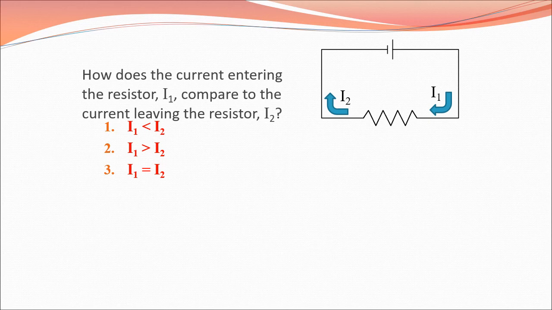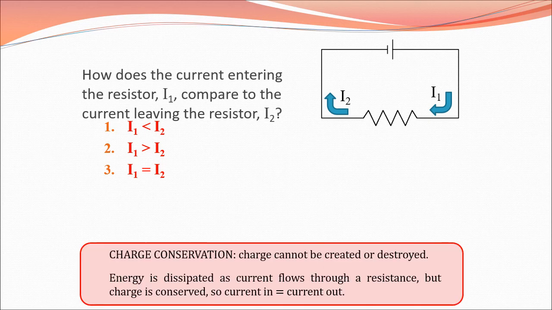So because our electrons are physically bound inside our wires, we can't lose any electrons as the current flows around the circuit. So therefore I1, the current going into the resistor, must be the same as I2, the current leaving the resistor, because the number of electrons or the amount of charge per second flowing through that series circuit must be the same at all points. So option 3, I1 is equal to I2.